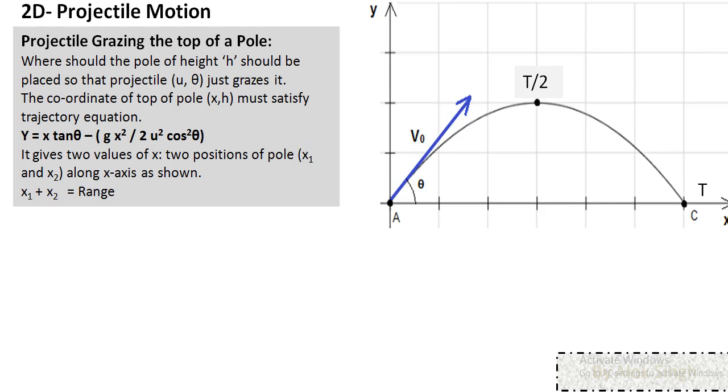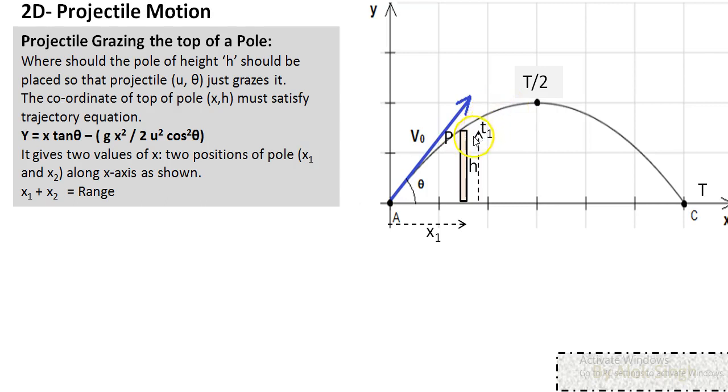Another interesting type of question we come across is a projectile grazing the top of a pole. What does grazing mean? Let's say there's a pole of height h. The question is: where should the pole of height h be placed so that a projectile projected with initial speed u at angle theta just grazes it? Grazing means the closest distance of the projectile from the pole is close to 0. So it almost touches the pole without deviating from its path.